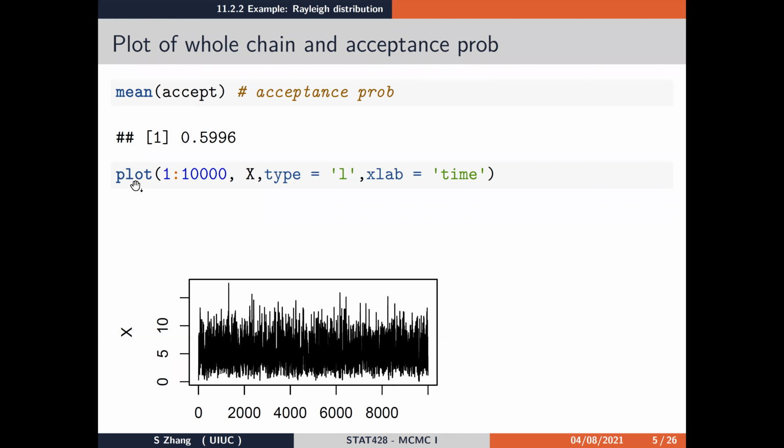Let's also plot the values of the draws. In other words, let's plot the Markov chain. On the x-axis, we will plot the chain index. It is also okay if you omit the x-axis in this case and just do plot x. And the y-axis is the corresponding x value for each of the iterations. So this tells us, as the iteration number increases, how do the draws of x from the Metropolis-Hastings sampler progress?